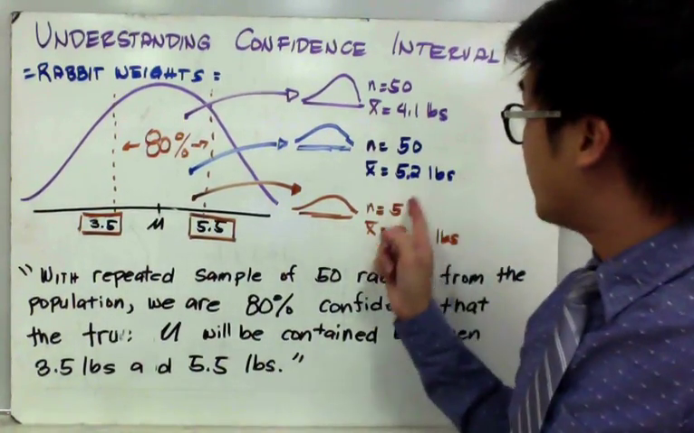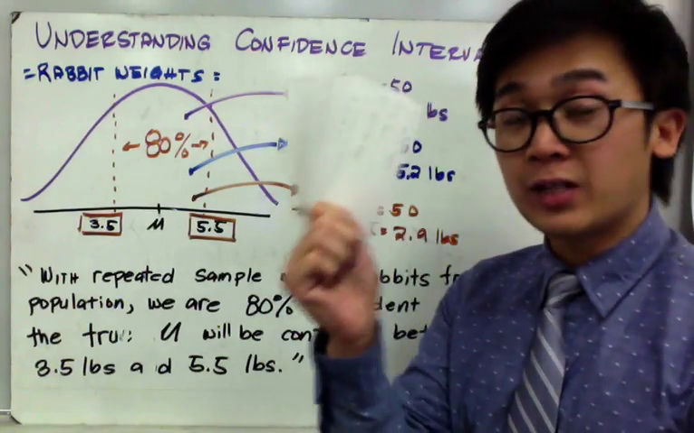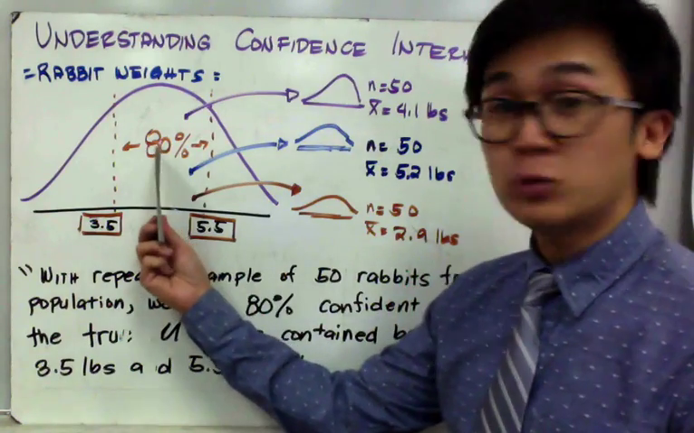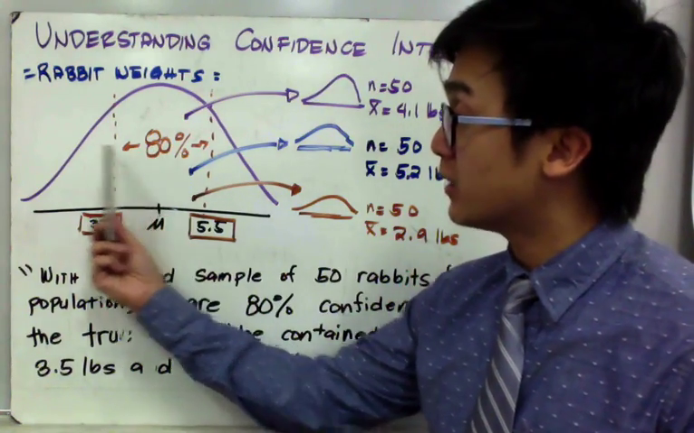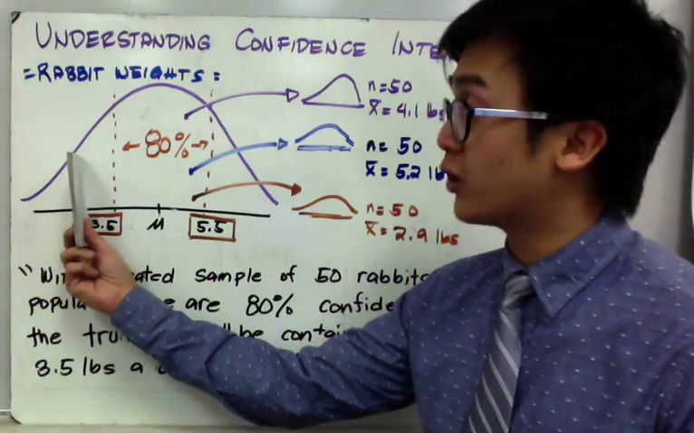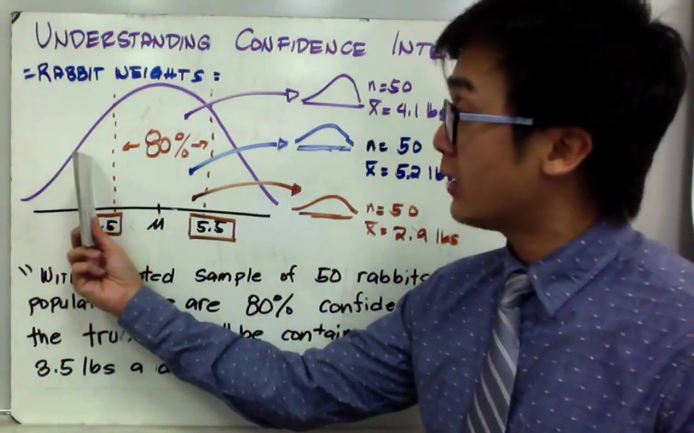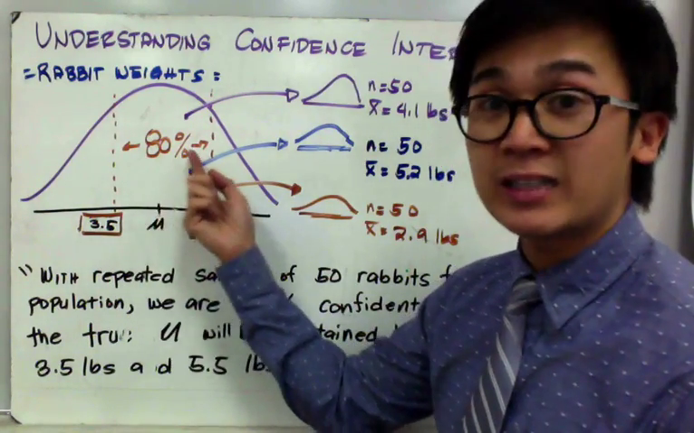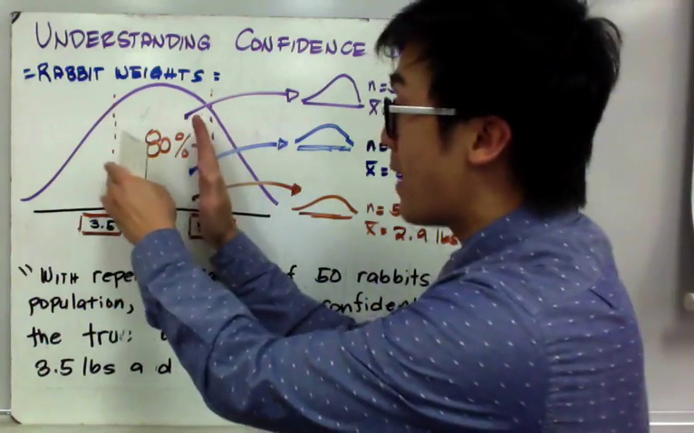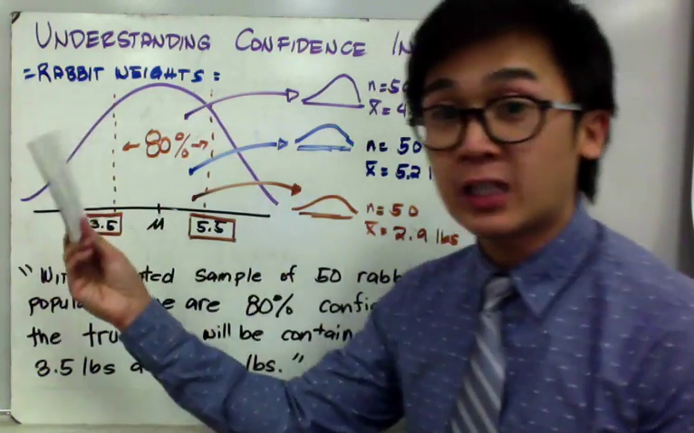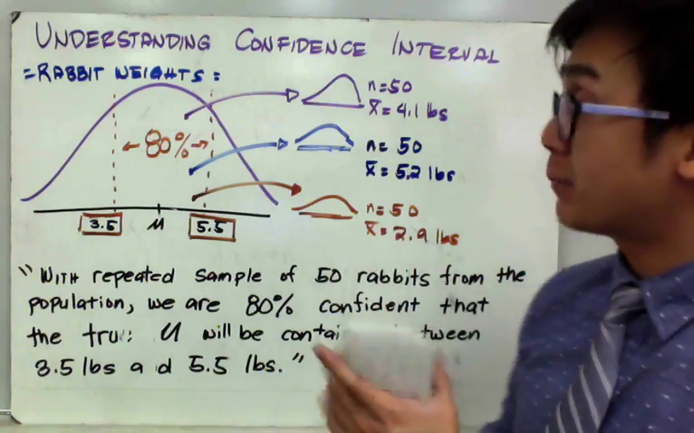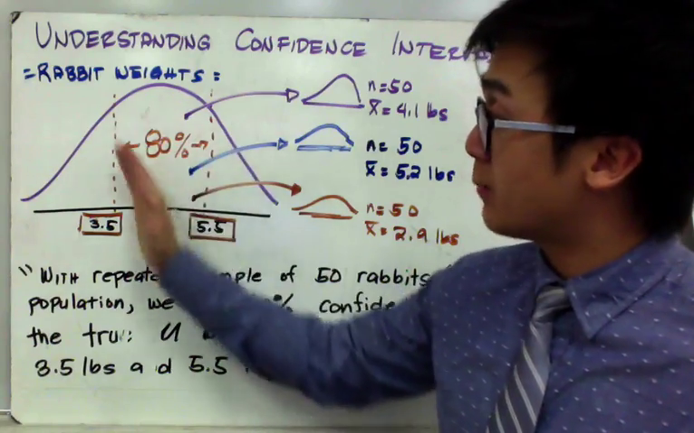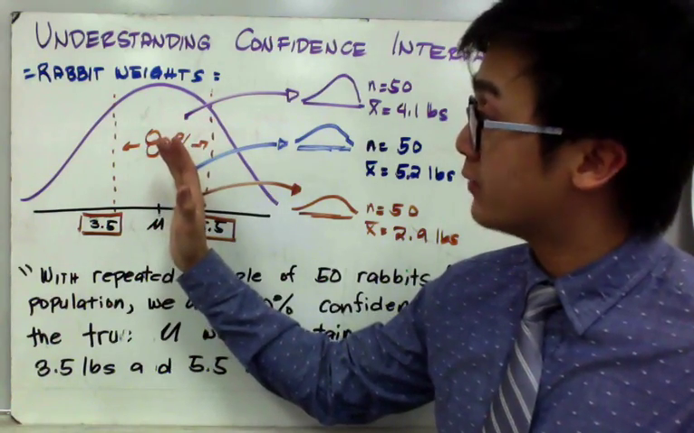Now I took another sample of 50. This time around, this particular sample of 50 weighs 2.9 pounds, and 2.9 pounds is not inside the interval. It falls outside the range of values, and that is possible in this example because our confidence level is just at 80%. Now if we make this wider, this particular sample might be captured in our range of values. But for today, we're just going to be focusing on the 80% level of confidence.